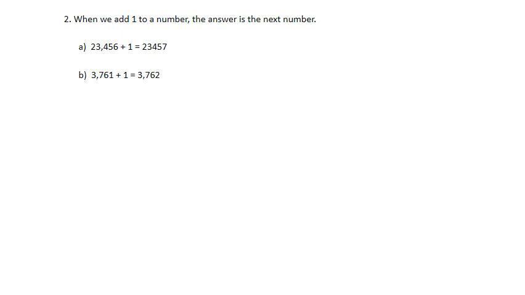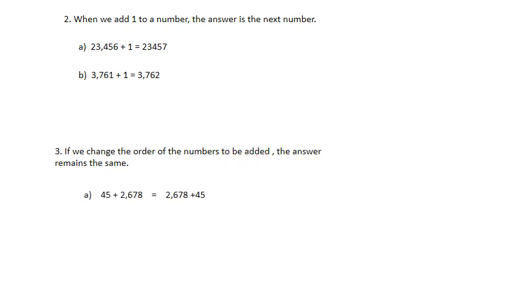Let us see another one. 3,761 when added to 1, we get 3,762. Let us see the third one. If we change the order of the numbers to be added, the answer remains the same. Though the order is changed, the answer remains the same. It is only for addition.